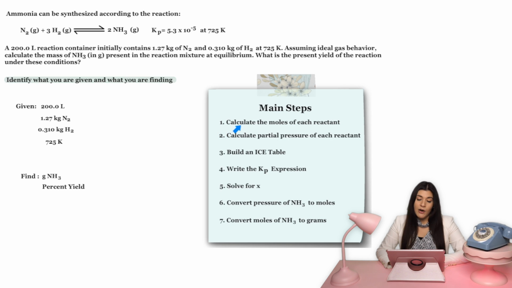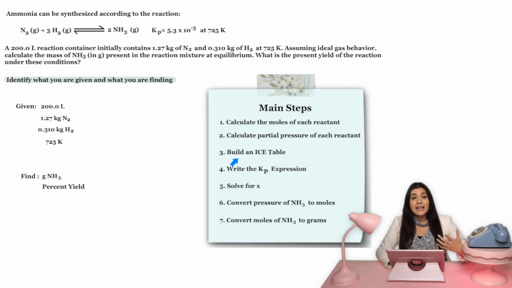We're going to start off with calculating the moles of each reactant. Then we'll get to finding the partial pressure of each reactant, build an ice table, and then write our Kp expression, solve for X, convert the pressure of NH3 to moles, and finally convert those moles to grams. So let's start off with the first step, calculating the moles of each reactant.